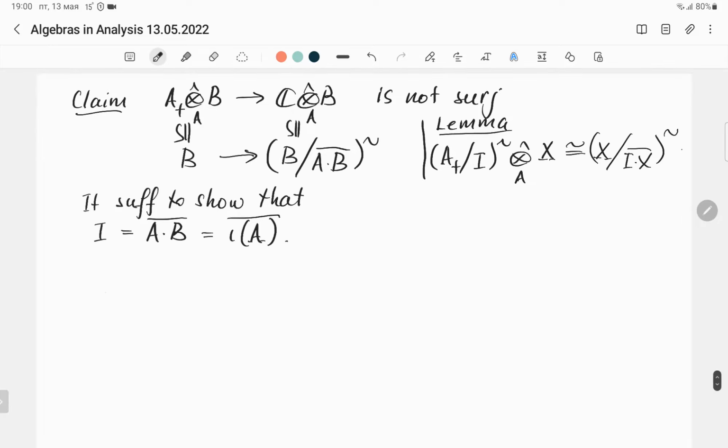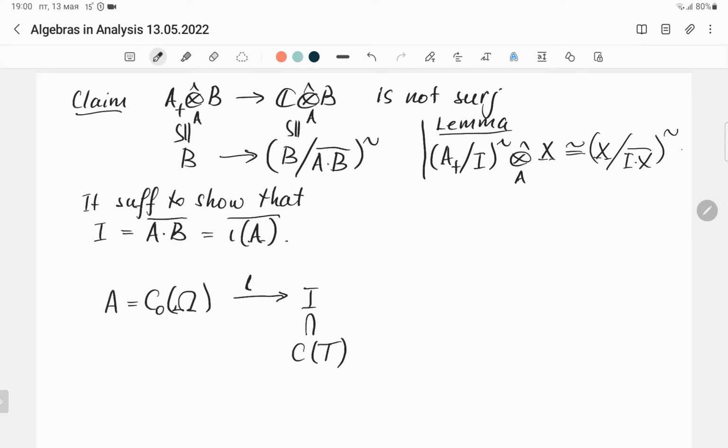And why is it so? Well, let's look at the following picture. So this is A. A is C0 of omega. So clearly, iota takes A to our ideal I. So let's recall that I consists of all functions which vanish at S. So I is an ideal in C of T.